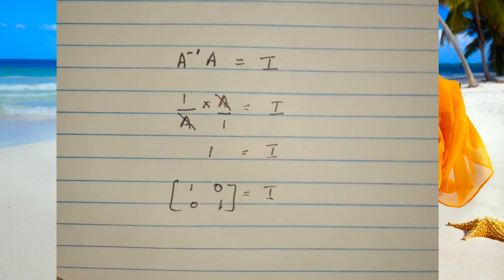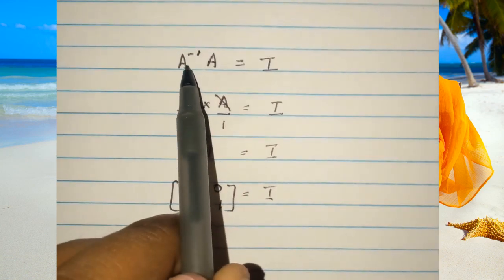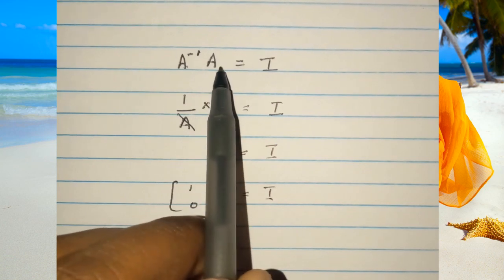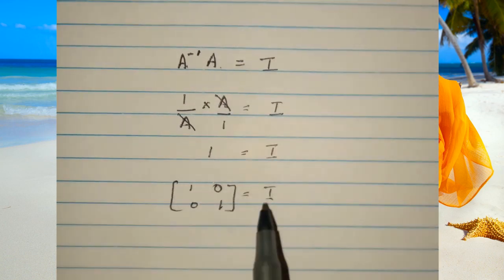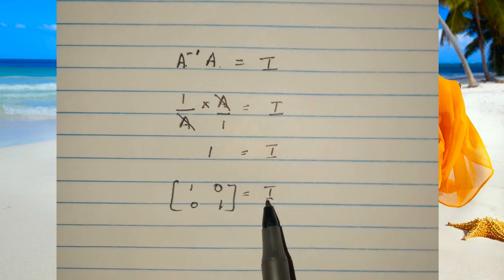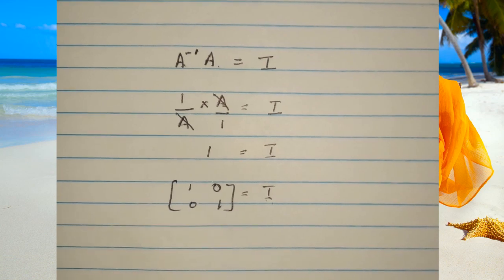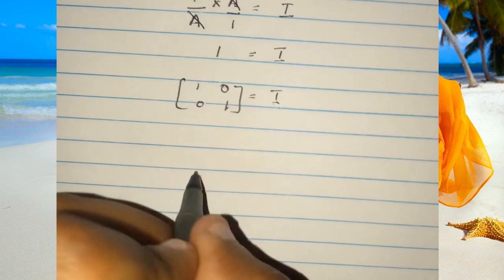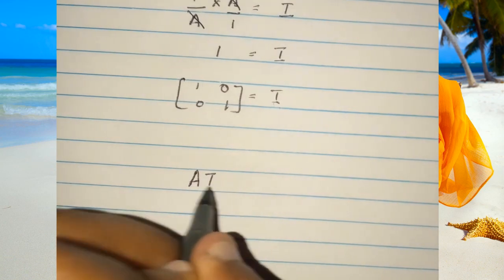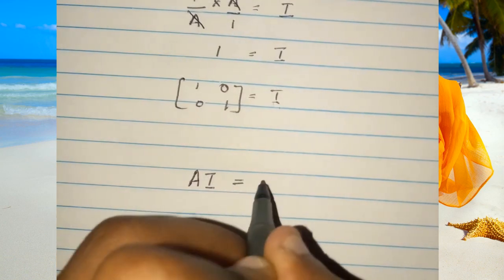So the hack says if you have the inverse of a matrix and you multiply it by the original matrix, you're going to end up with the identity matrix. And the next thing, anything times the identity matrix is that anything. For example, if you had A times I, that is to give you A.